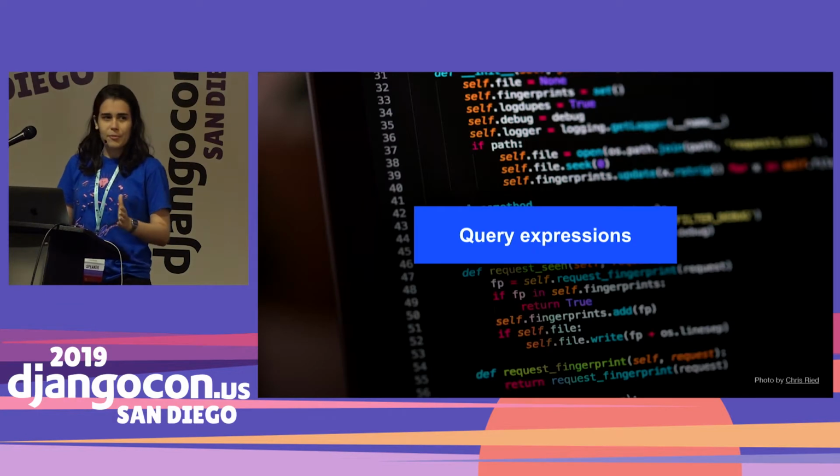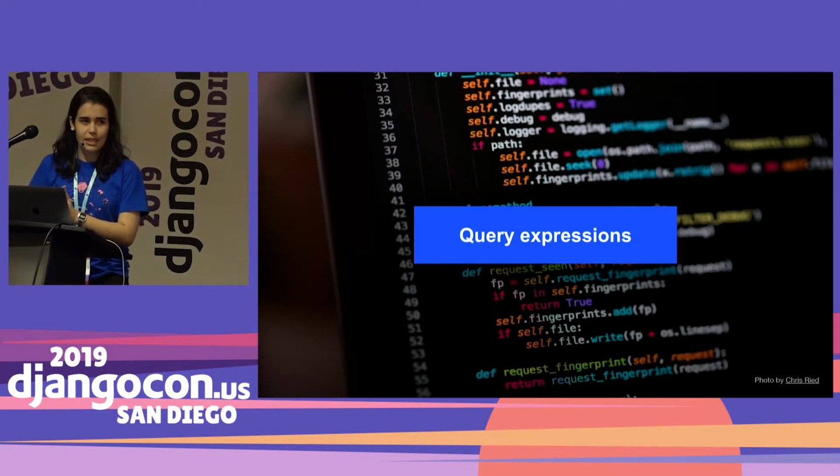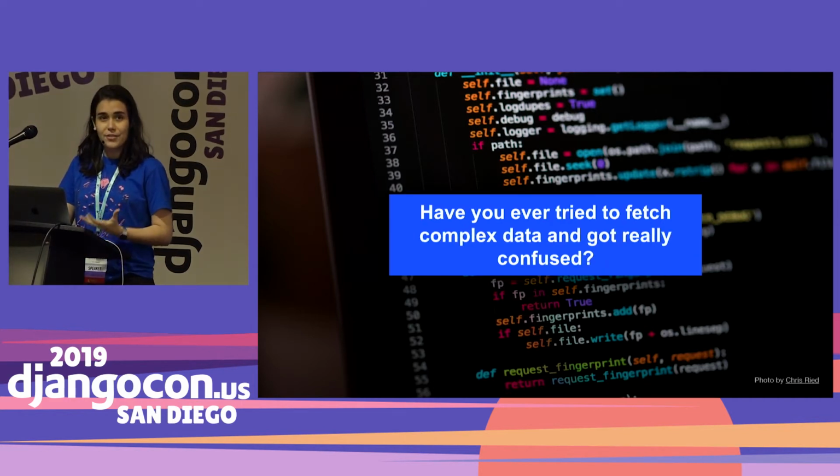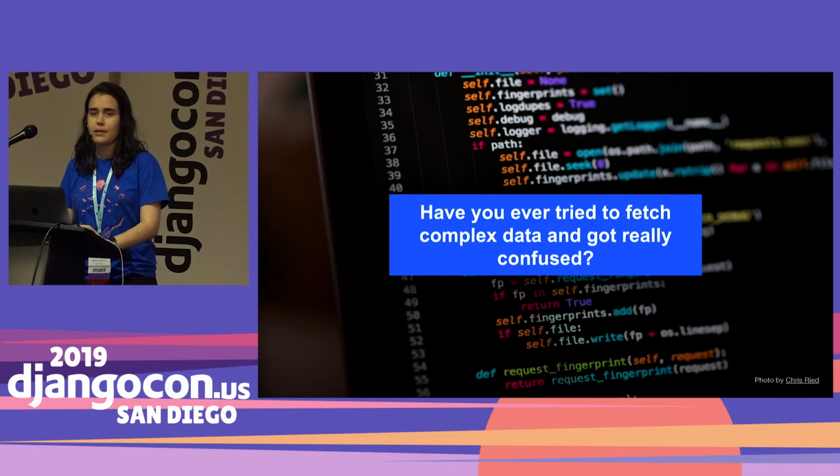So, okay, on to the topic. We're going to talk about query expressions today, but first, I want to ask you all a question. Have you ever tried to fetch complex data in an application and got really confused? It's a rhetorical question, almost there, but it's happened a lot to me, so I can only imagine how many times it has happened to all of you here.